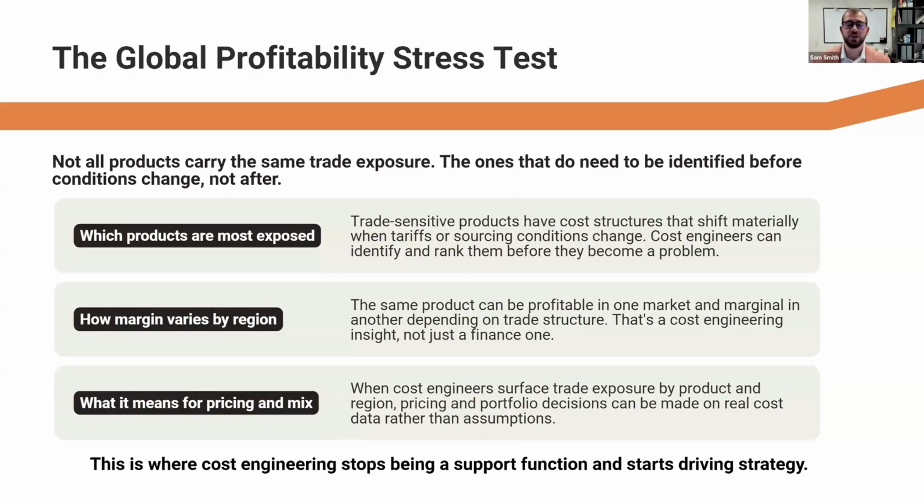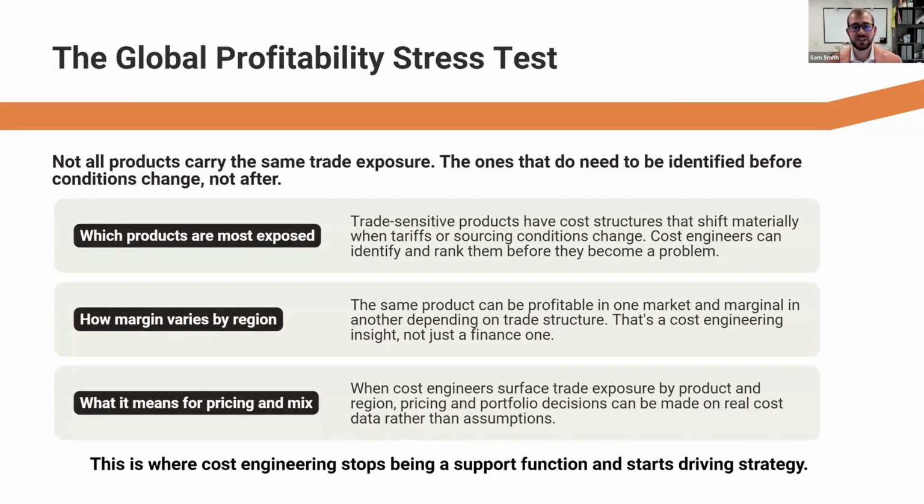Now, everything that we've covered so far has been about how we build and use trade-aware cost models at the product and component level. This slide steps back and zooms out to the portfolio level. The question here is, across our full product portfolio, where are we most exposed if trade conditions shift? Most organizations can't answer that question quickly, not because the data doesn't exist, but because it's scattered.